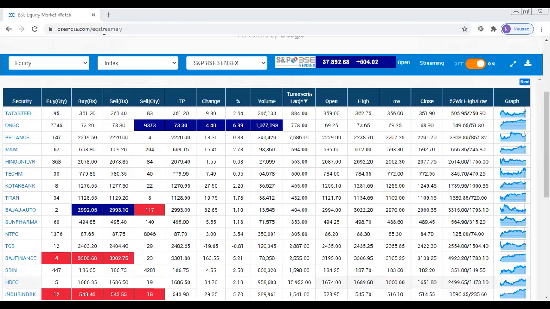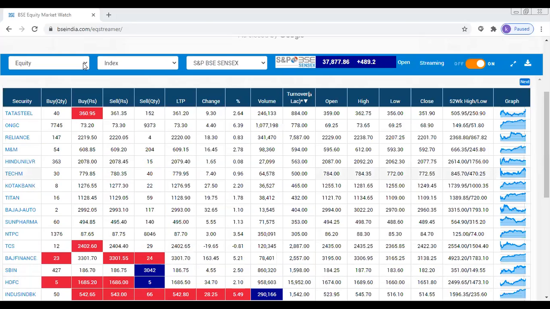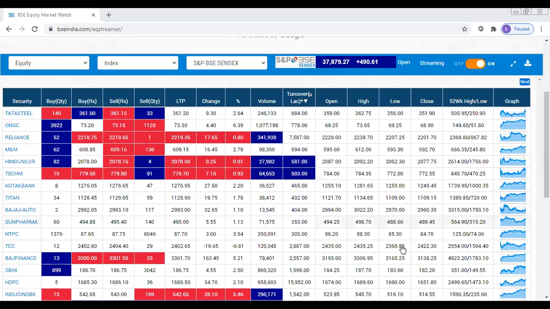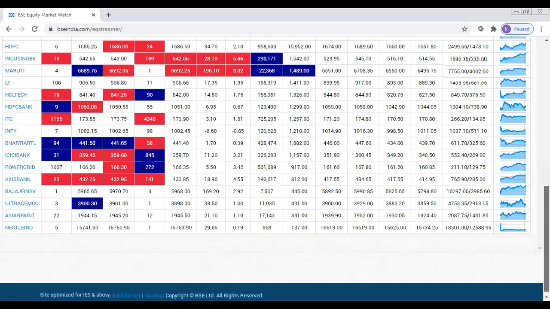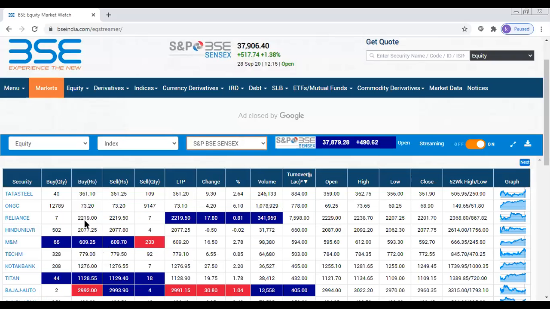The extension is Equity Streamer. I'm streaming the equity values, so it's called Equity Streamer. Once you open it, you get this particular page. There are around 30 shares displayed here. Why 30? Because the Sensex calculation that we have here is for 30 shares, so only 30 shares will be displayed.